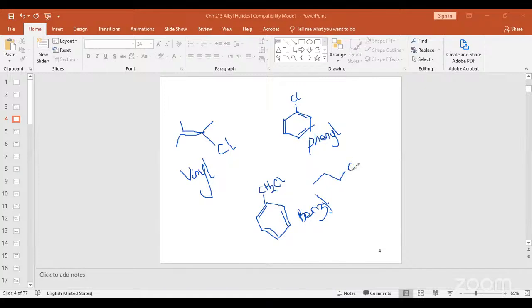And then you have an sp3 carbon in between it, or a CH2 between it and the chlorine. sp3 hybridized carbon. Then this is called allyl. Allyl halogen.